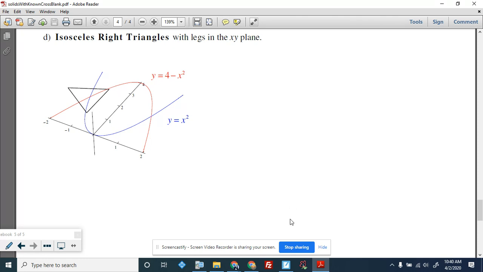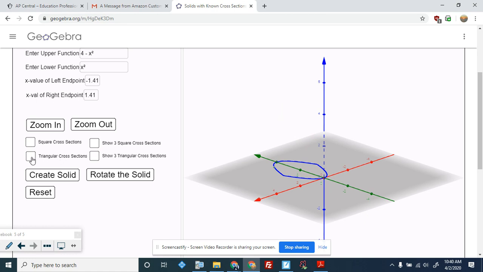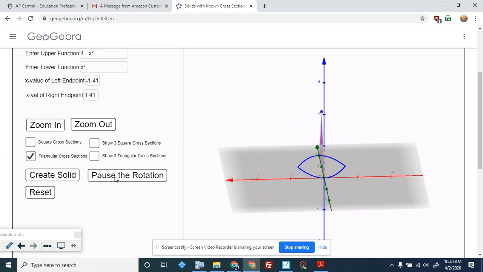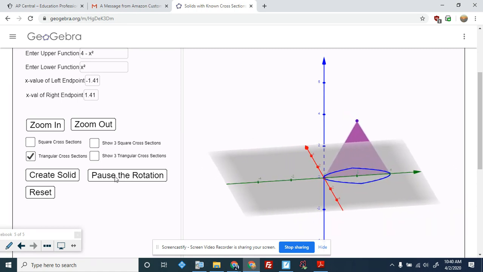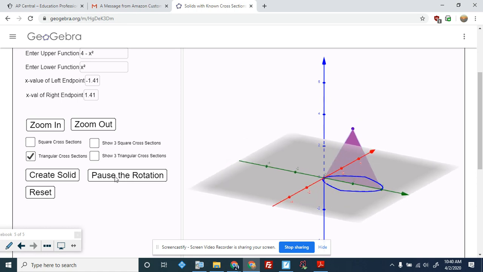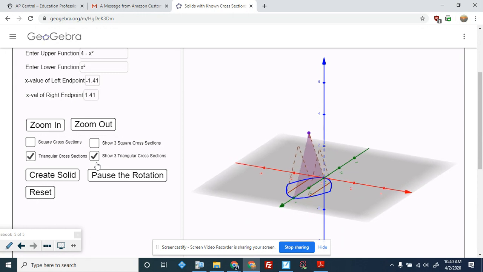So now before we get going, just so you can somewhat visualize this, the app is pretty neat. What if I had a triangular cross section? Now we're talking about the same region, the same area as the base of my solid. But now our cross sections are triangular, and maybe I'm going to show 3 in now.